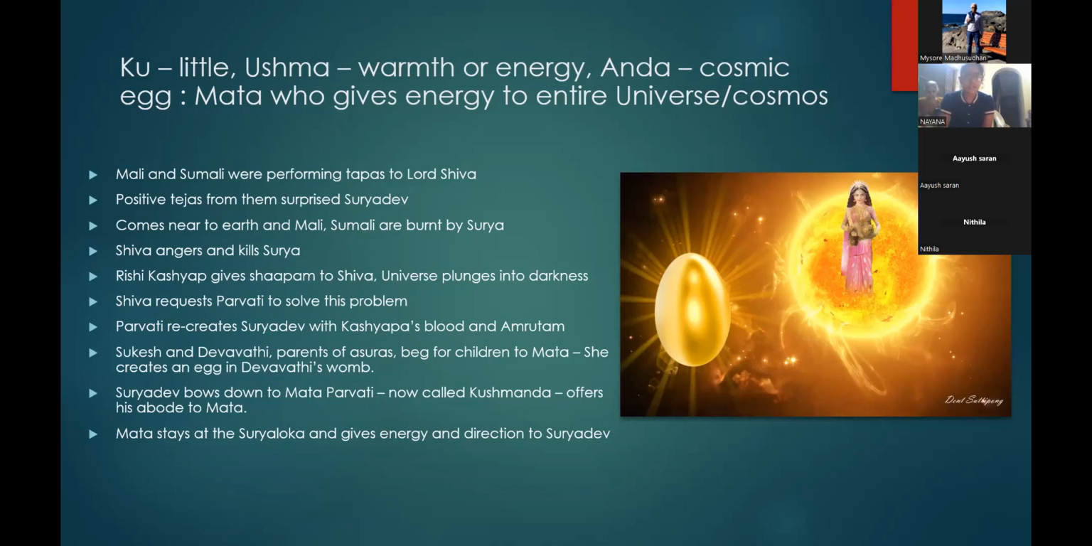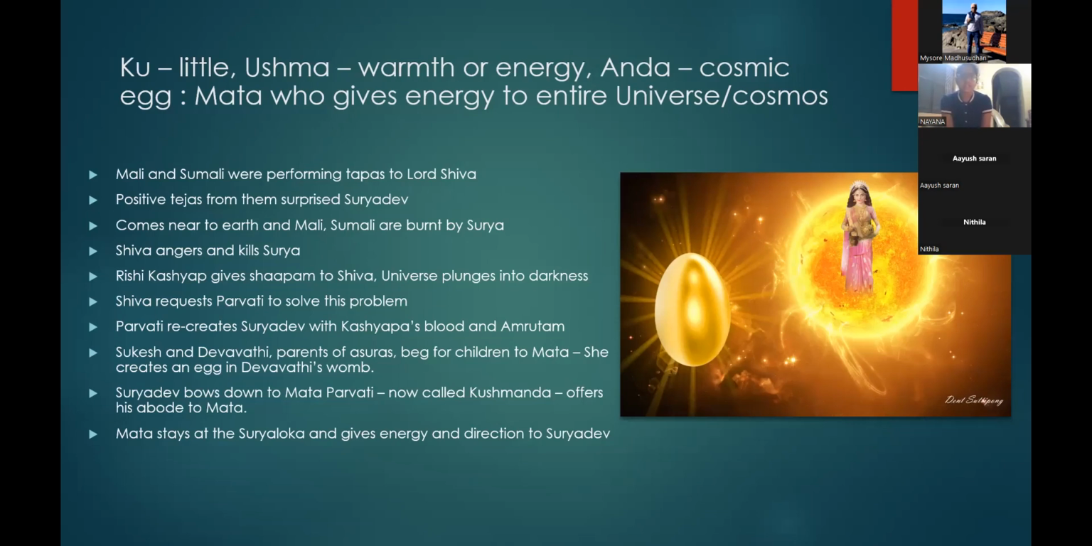So then with curiosity, Surya comes to the earth and sees Mali and Sumali and burns them because of his heat. Now Shiva is angered because the Asura Sukesha tells him that Surya has killed my sons. So then Shiva gets angry and kills Surya.